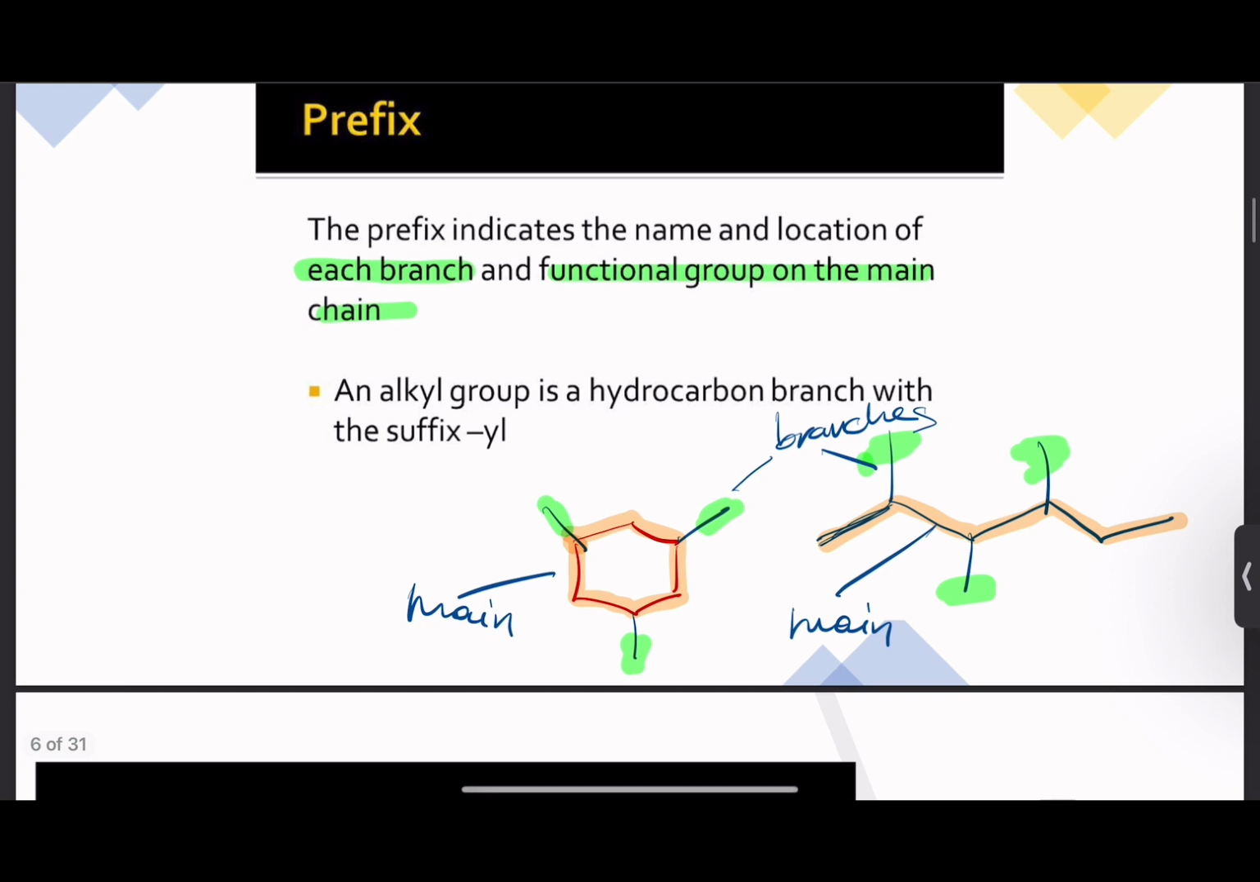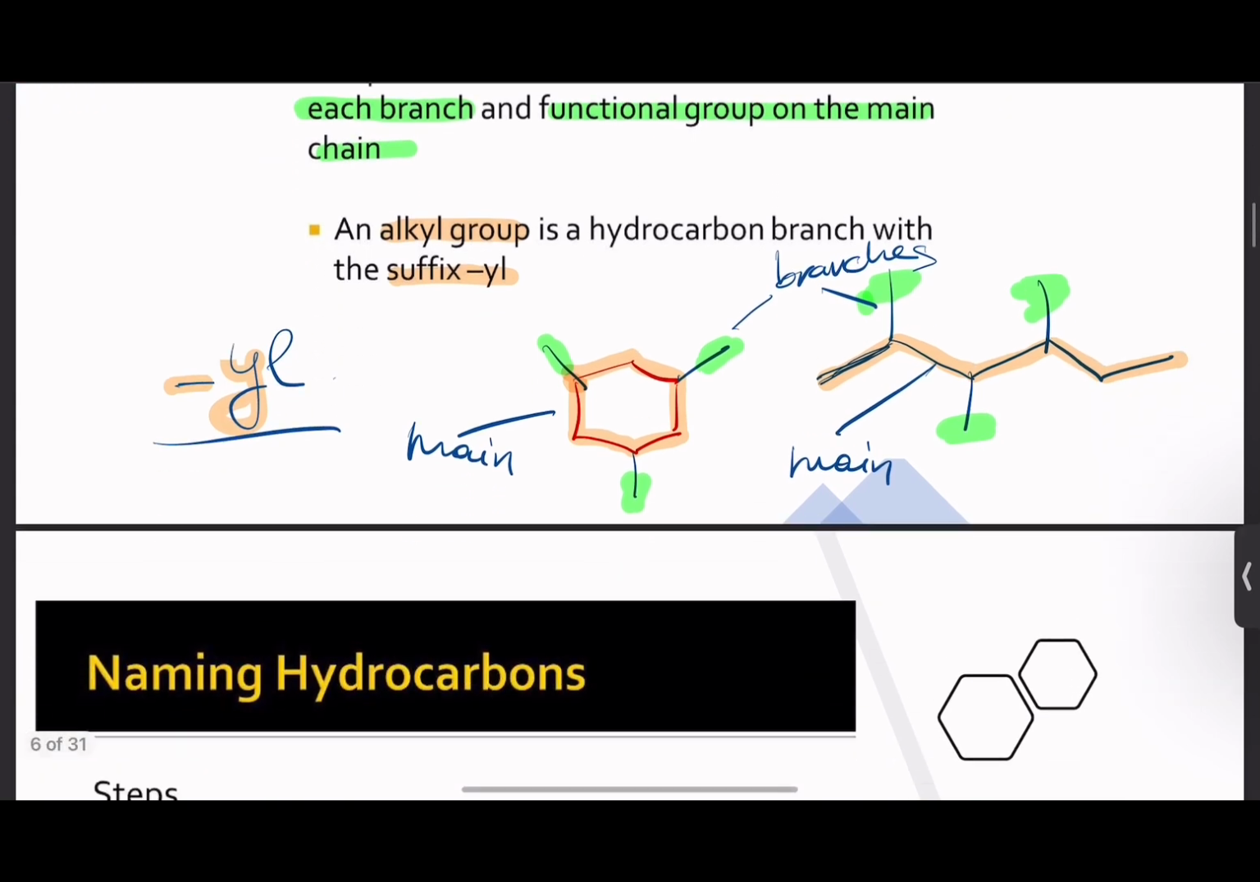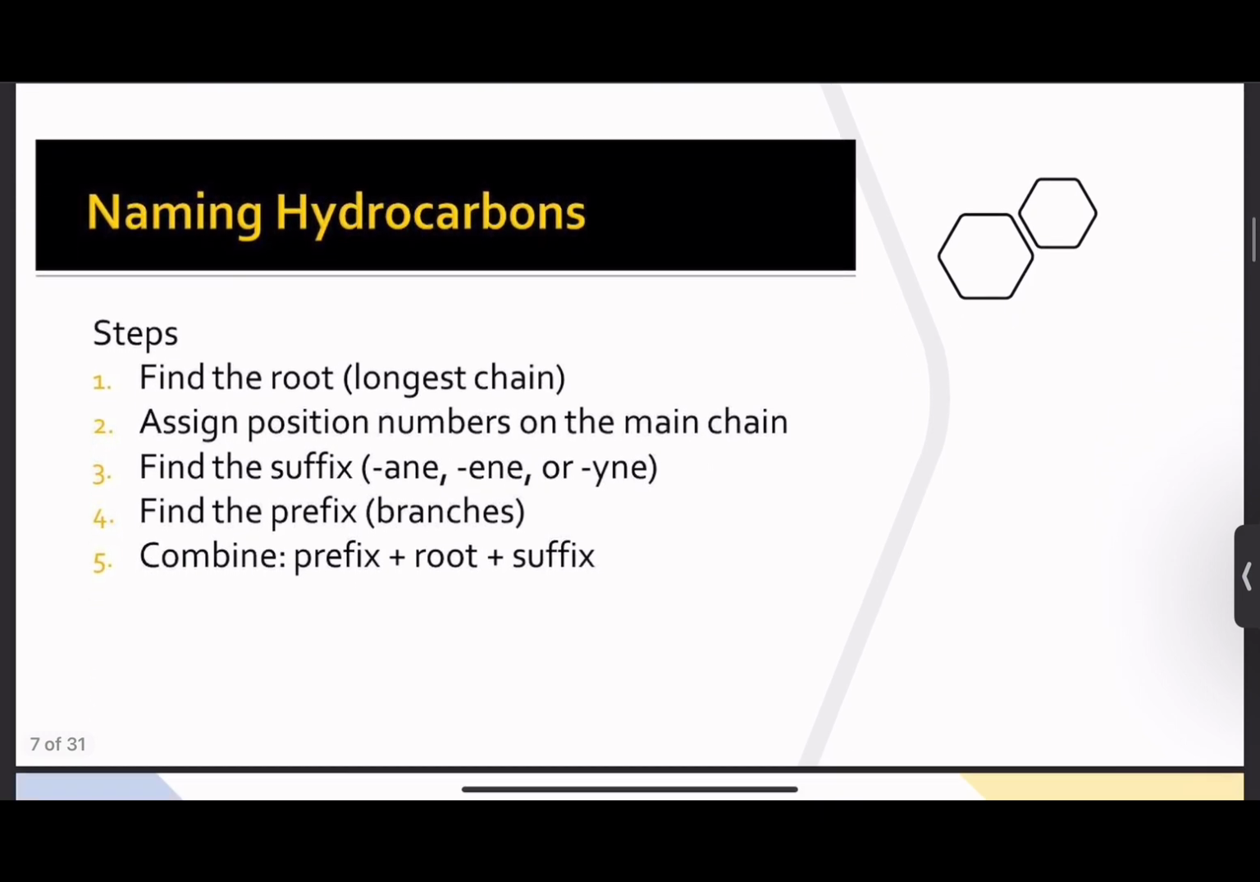Okay, and over here you need to pay attention. An alkyl group is a hydrocarbon branch with the suffix -yl. I'm going to explain those as we go in the next slides.